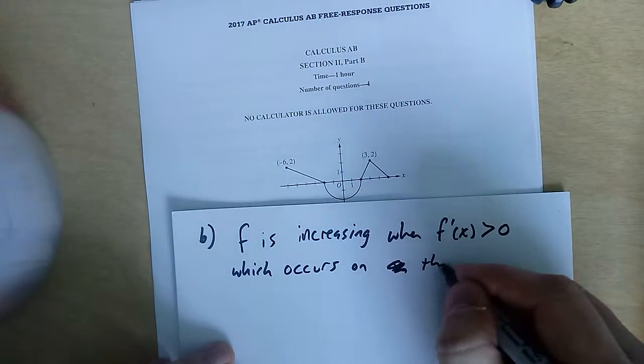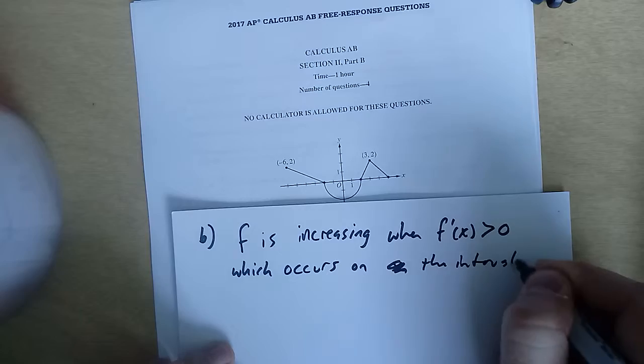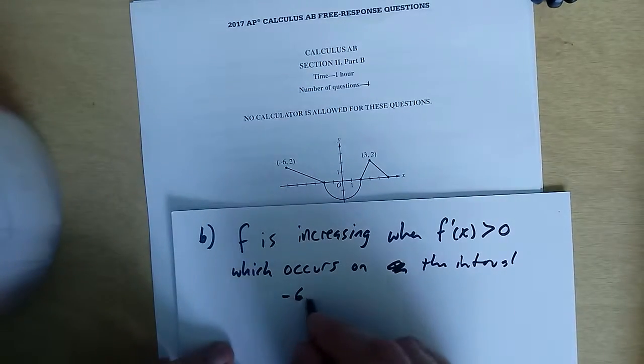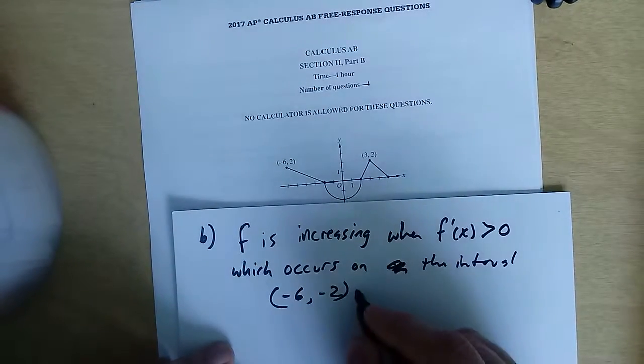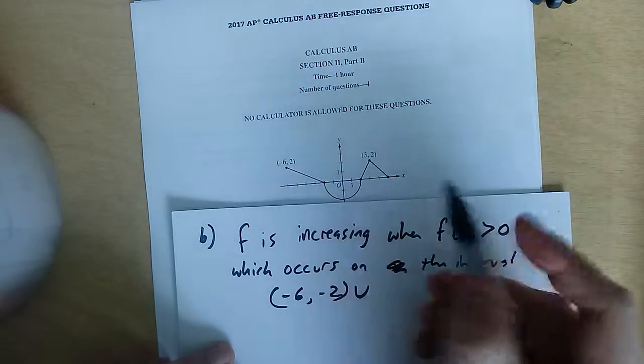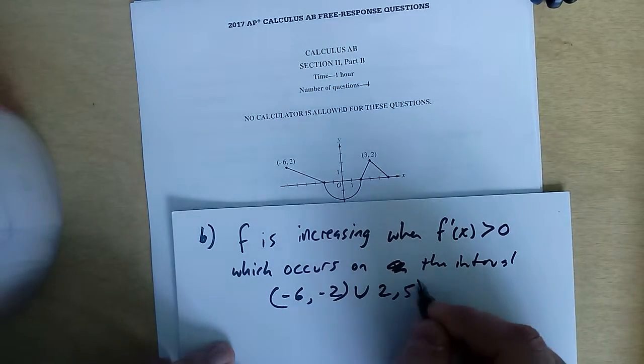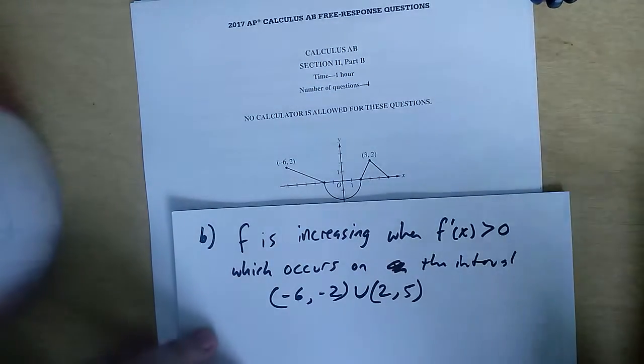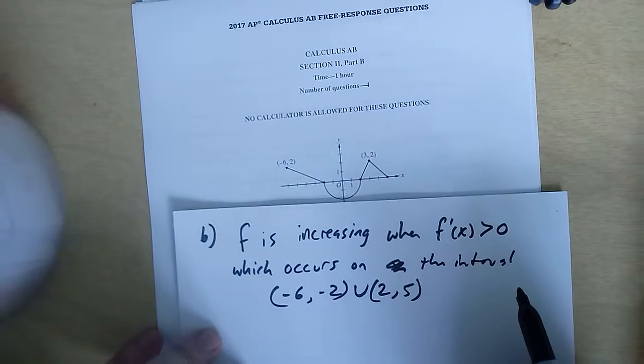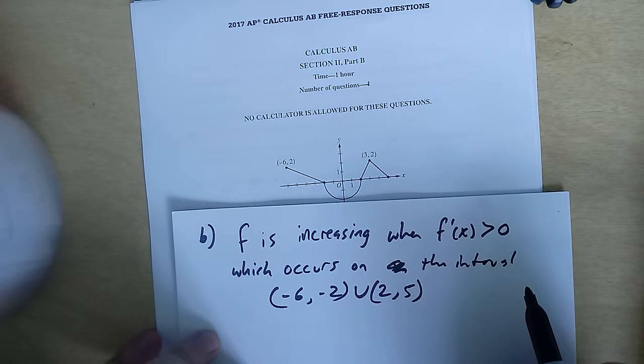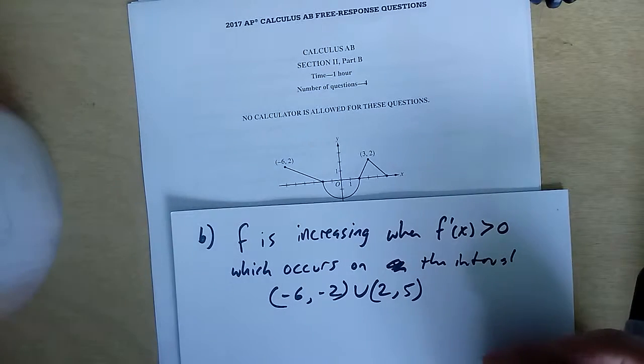Which occurs on the interval from -6 to -2, and then from 2 to 5. And notice I'm using parentheses to indicate that we're not sure if we're going to include those endpoints or not.